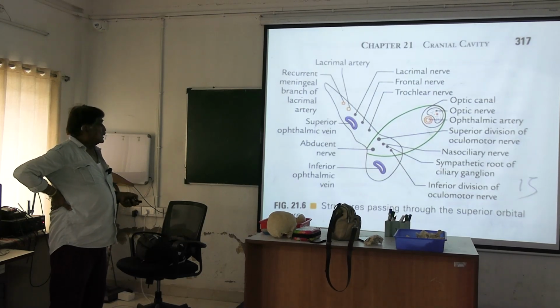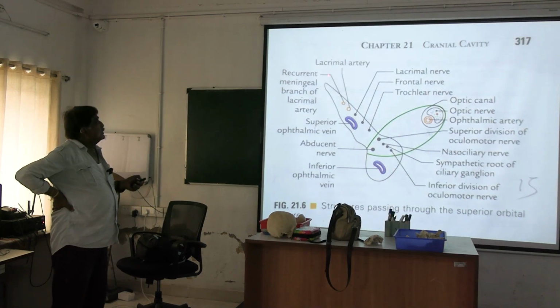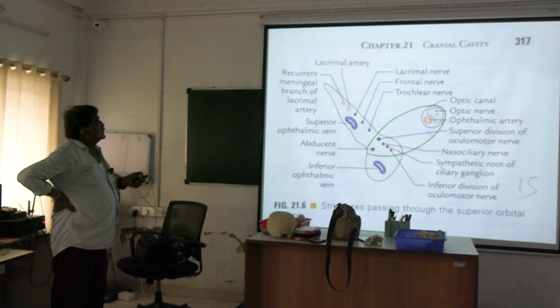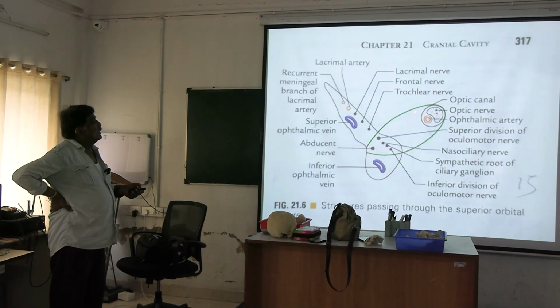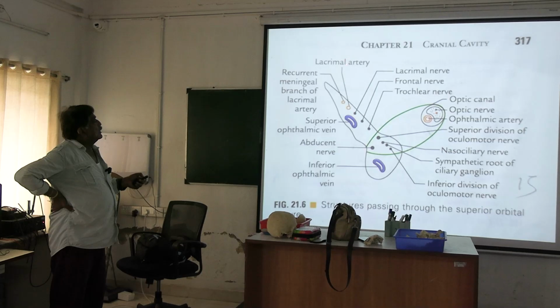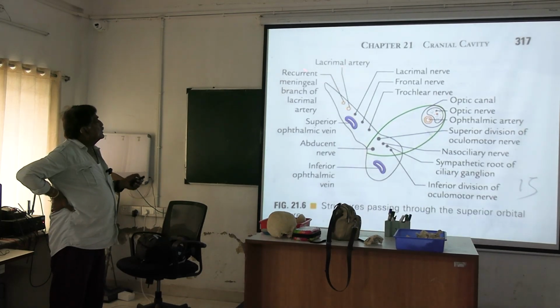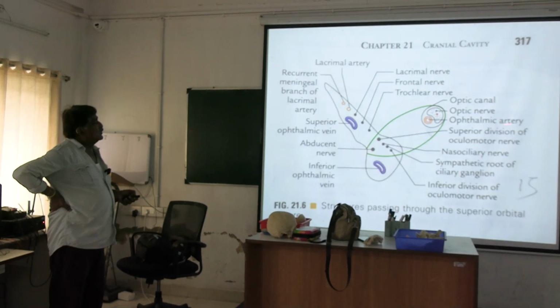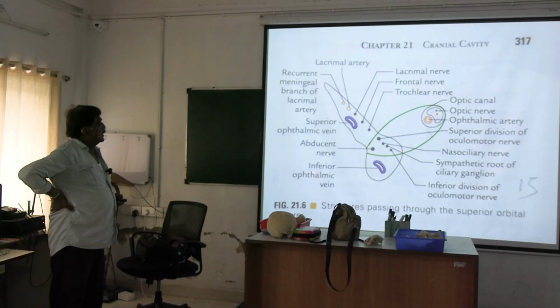Now, structures passing through the superior orbital fissure. Again I repeat, this is the superior orbital fissure. This is the lacrimal artery, the recurrent meningeal branch of the lacrimal artery, and the superior ophthalmic vein. Now, the nerves: lacrimal nerve, frontal nerve, trochlear nerve. Again, this is the superior division of the oculomotor nerve. This is the abducent nerve. This is the inferior ophthalmic vein.